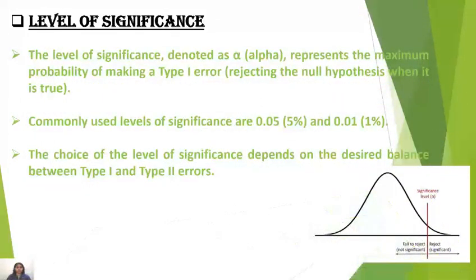The level of significance. The level of significance, denoted as alpha, represents the maximum probability of making a type 1 error, rejecting the null hypothesis when it is true. Commonly used levels of significance are 0.05 or 5%, and 0.01 or 1%. The choice of the level of significance depends on the desired balance between type 1 and type 2 errors.